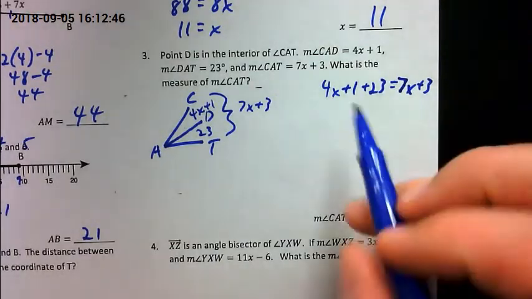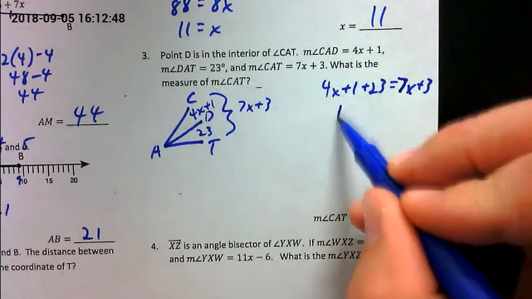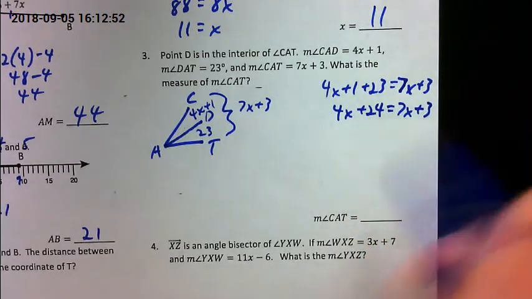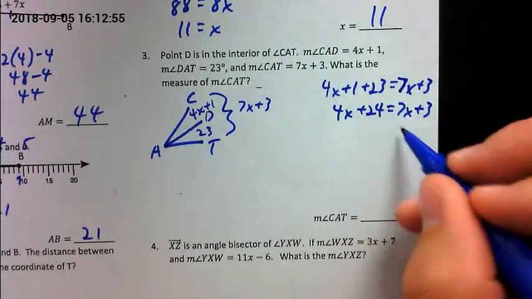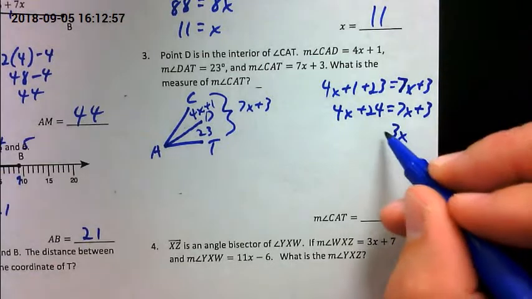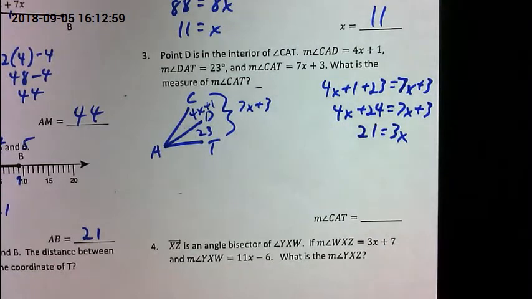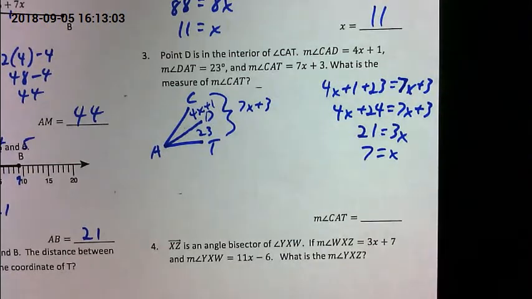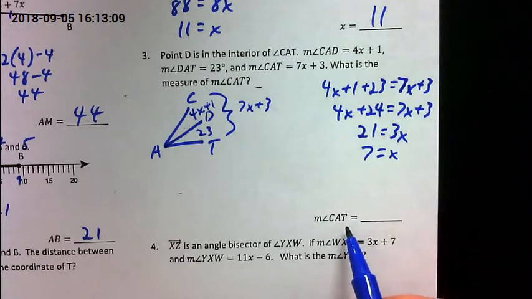All right. So now, combine our like terms. On this side, we now have 24 equals 7x. We can bring the 4x over. That'd be 3x. Bring the 3 over, and that's 21. Divide by 3, and that's 7. Now, again, that's x. That's not our answer this time because they want the measure of the angle.